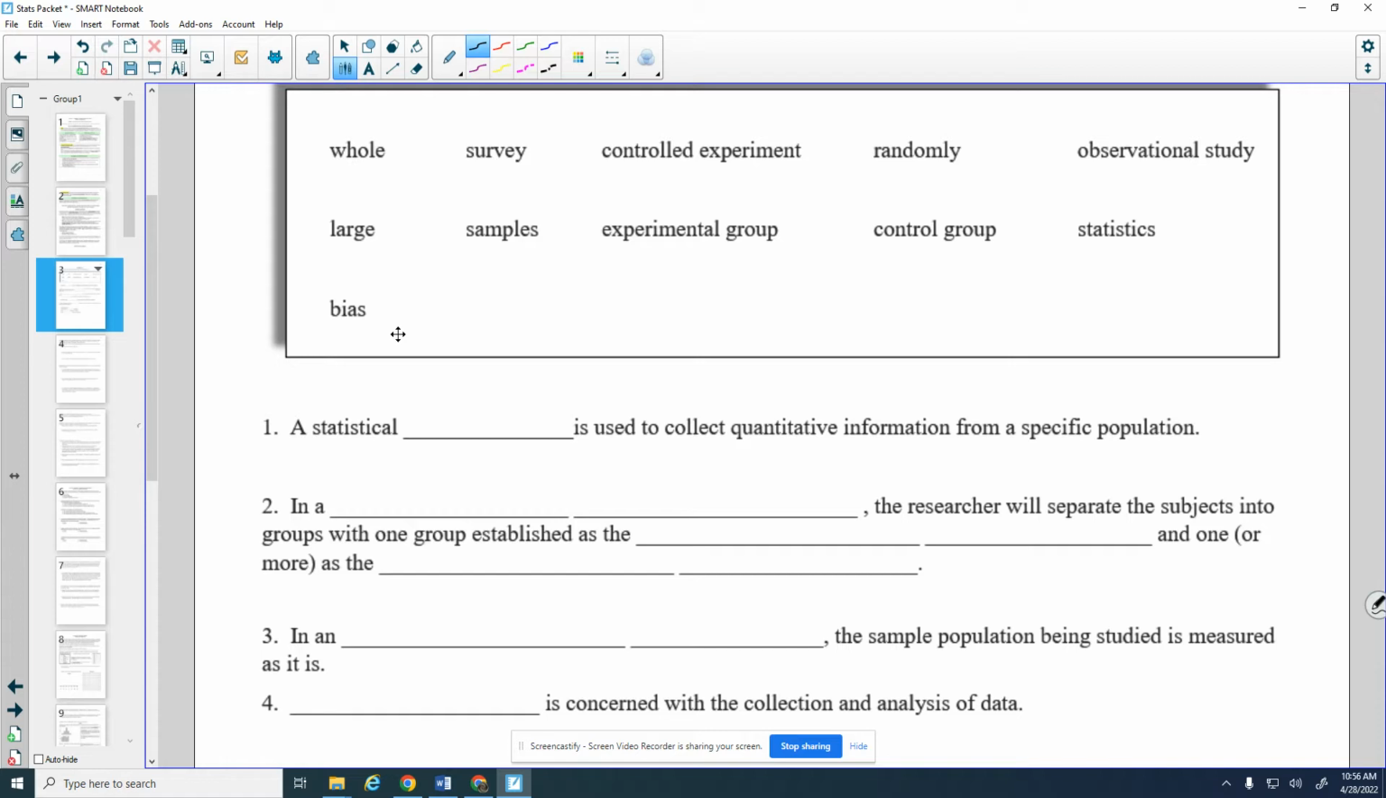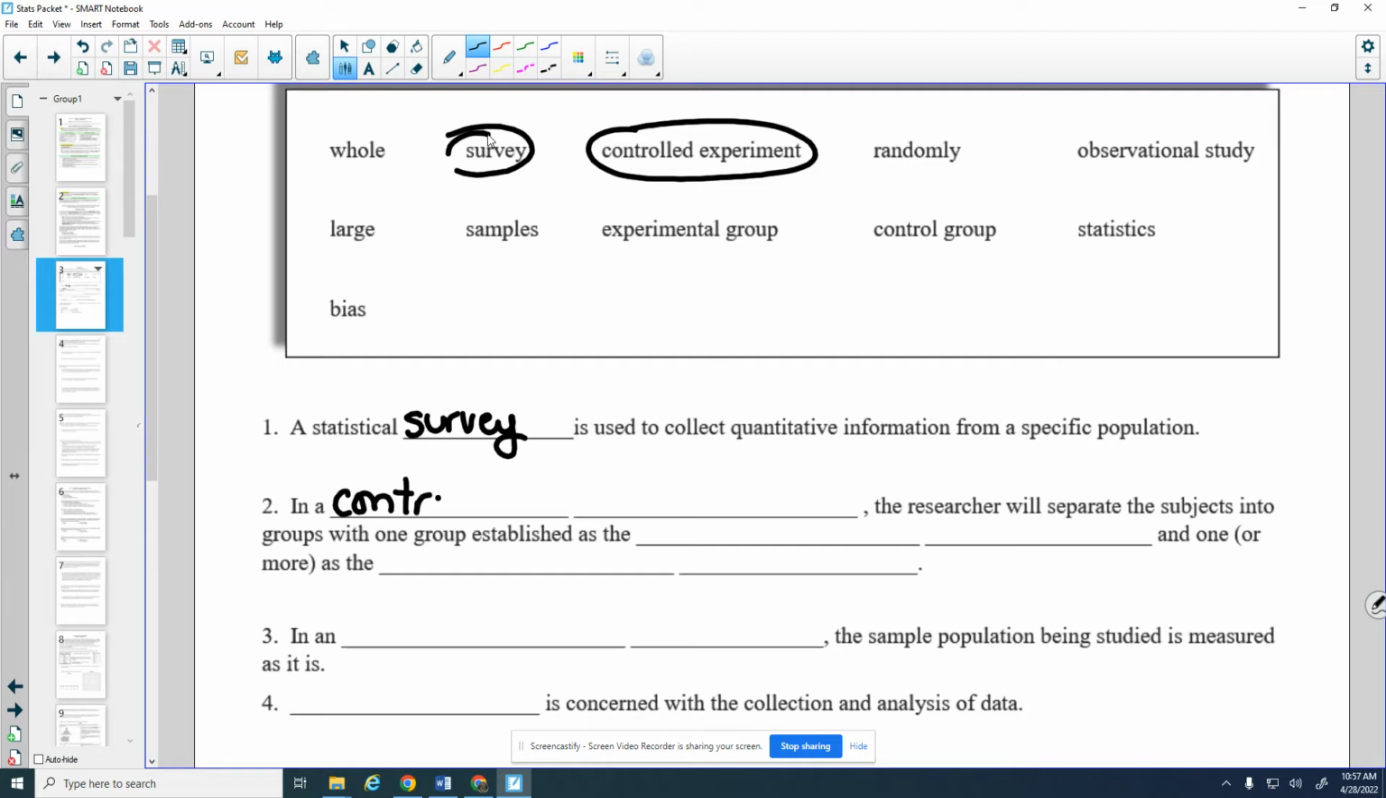The first one says a statistical blank is used to collect quantitative information from a specific population. That is a survey. The next question says in a blank, the researcher will separate the subjects into groups, with one group established as the blank and the other one or more as the blanks. So this has to do with separating our subjects into 2 groups. That talks about an experimental study or a controlled experiment. So that's here. So a survey, you guys know what a survey is, something that people fill out.